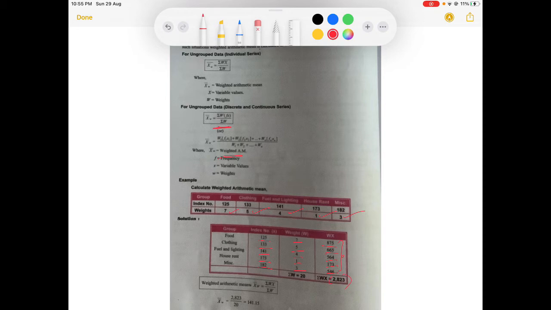Now we also need the sum of the weights to take as the denominator of the weighted arithmetic mean. So the sum of w's is 20. So when we divide the total weighted sum of x's, we get 2823 divided by 20, and the weighted average is 141.15.